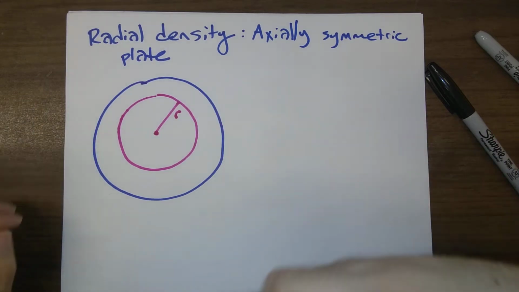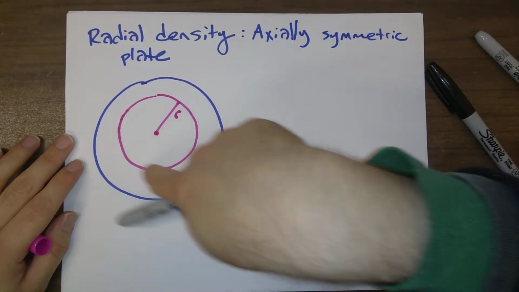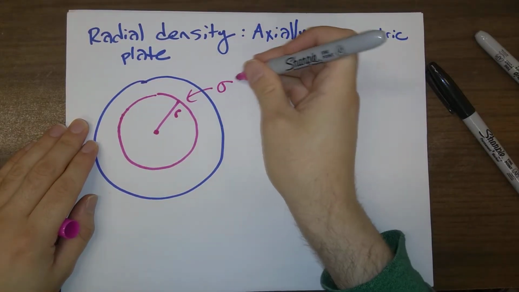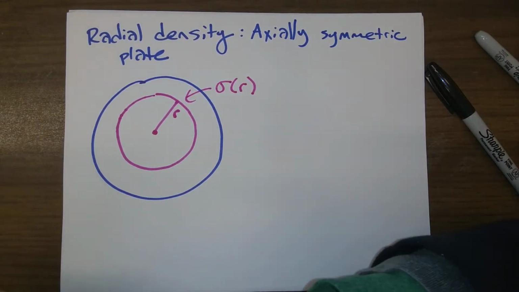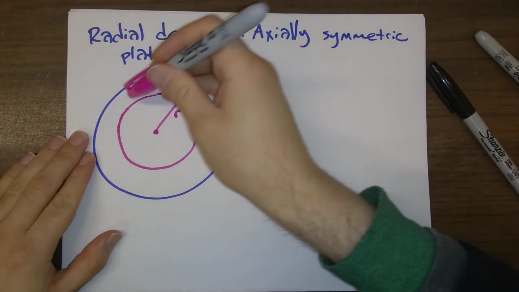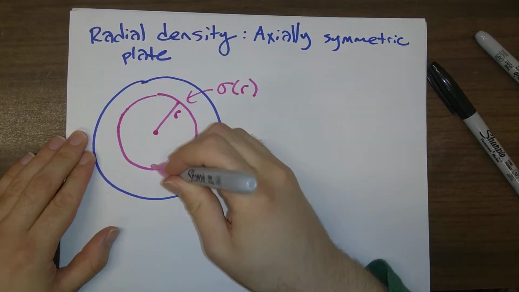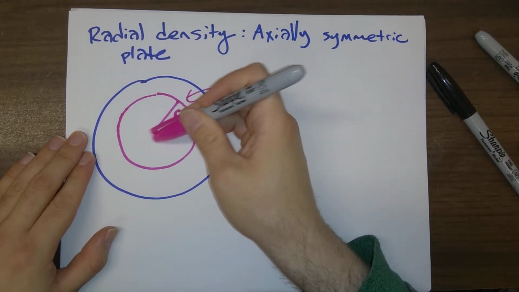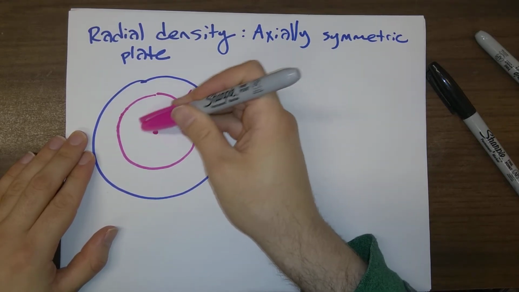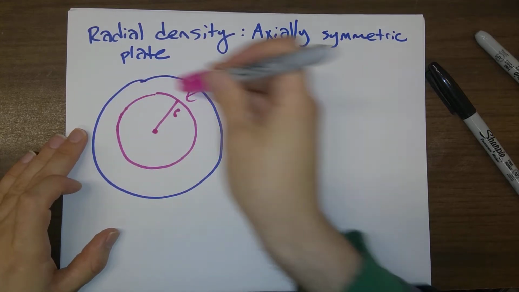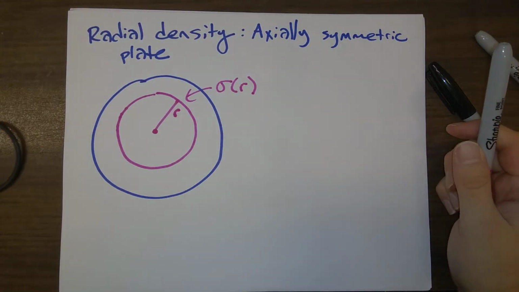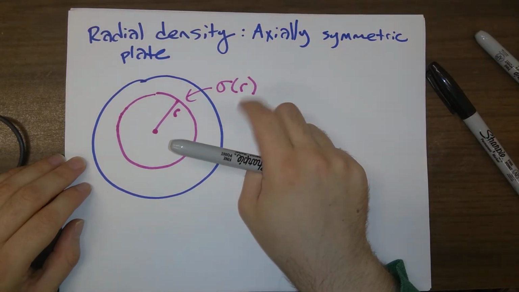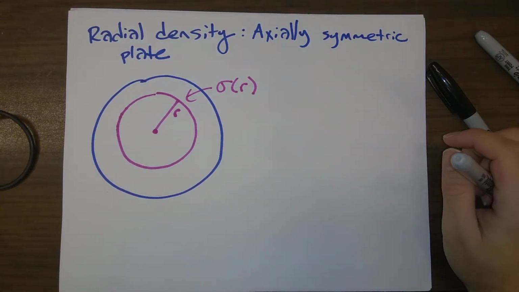So if right here is the origin, all the points here in this pink marker have the same density function, which I'll call sigma of r. So the density here is the same as the density here, the same as here, here, and here. Here's another circle; the densities here are all going to be the same. On the boundary, all the densities are going to be the same. So once again, the density only depends on how far away you are from the center, the distance r.